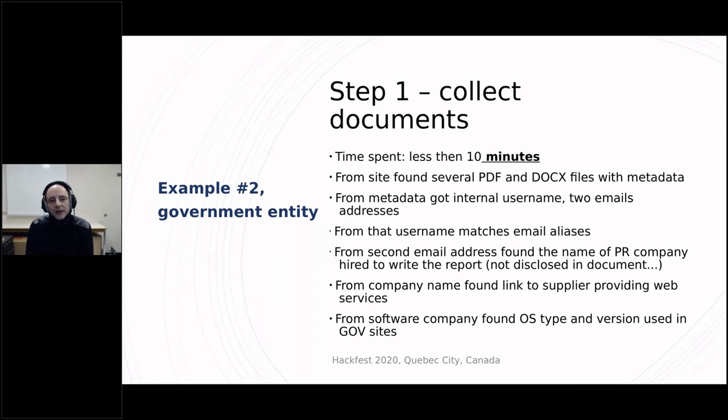Another case took about 10 minutes. From the PDF and the document, we extracted the metadata. This time we got the internal username and the mail. From the mail, we found the alias. From the alias, we got to the PR company that was hired by the government entity to write a report. But the PR company was connected to a company that provided web services for the government, and from the web services, we found the OS type, version, and all the details of the implementation.